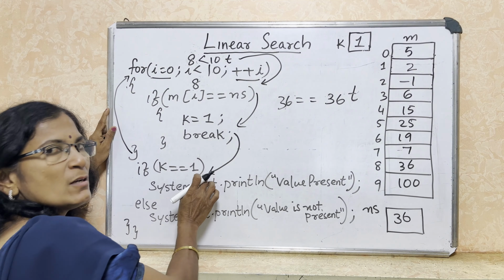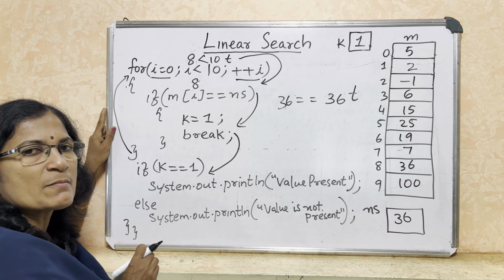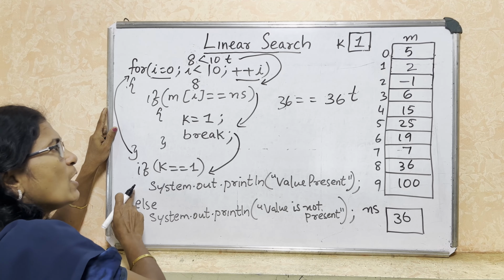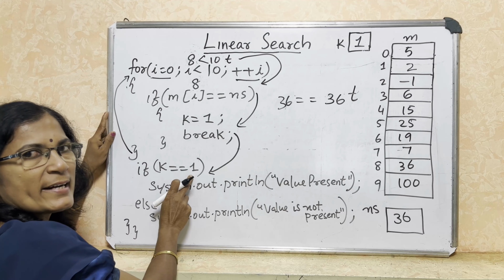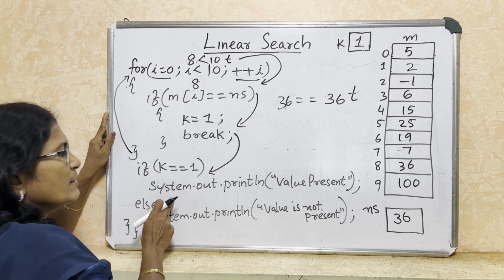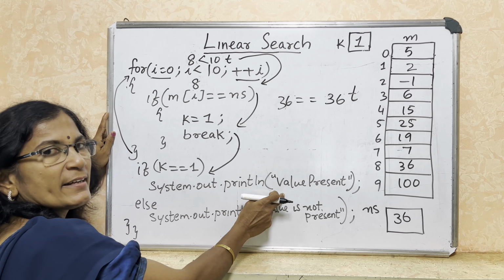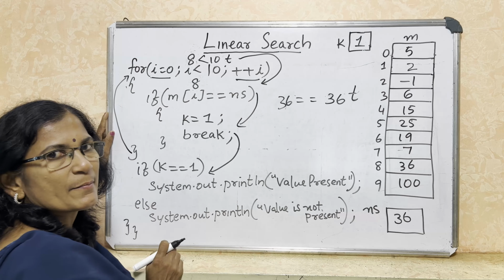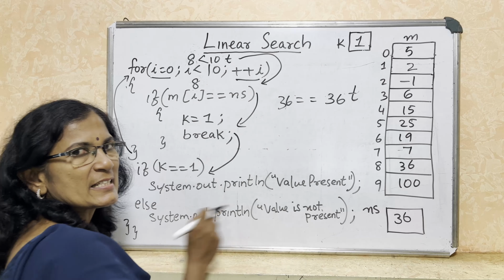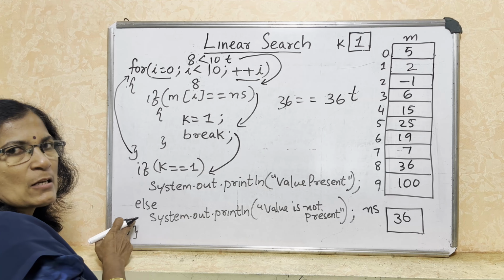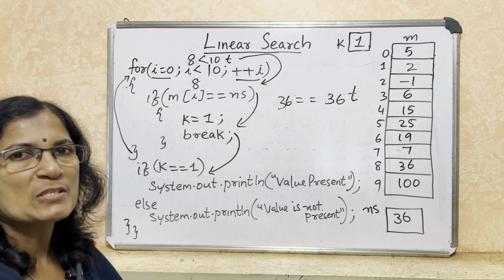Control comes out to execute the remaining statements of the program. So now we have to check the value of k. If k is equal to 1, display, using System.out.println, the value is present in the array. Otherwise, display the value is not present in the array. Body of the method is closed. Body of the class is closed.